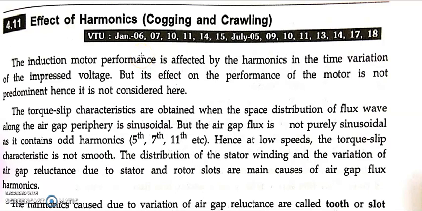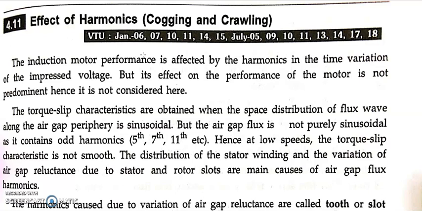One is time harmonics, the other is space harmonics. So harmonics can be classified into two parts: time harmonics as well as space harmonics. And here we are not discussing time harmonics, we are discussing only space harmonics. The reason is that time harmonics are not predominant here, not effective, and cause very little harmonics. That's why we are only considering the space harmonics.